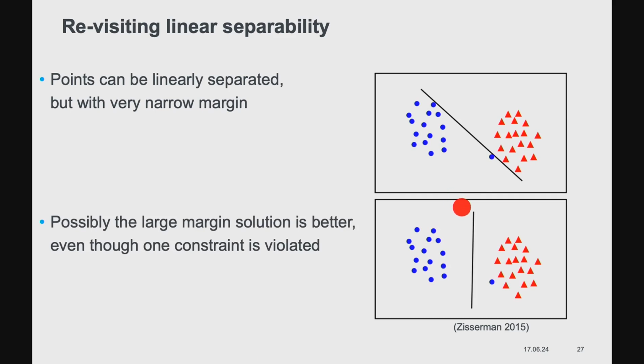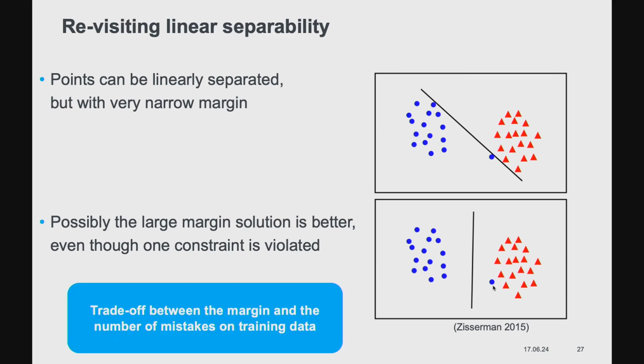So in such a case, a large margin solution that puts this point even on the wrong side could be a better solution in order to maximize accuracy, especially given that we also always have the base error, right? So there's a trade-off between how large the margin can be and the number of mistakes we make on the training data. In this case here, we have a larger margin if we ignore this data point, but we make a mistake here. Here we have a very small margin, a very small offset to the support vectors, but no mistake with our training data.